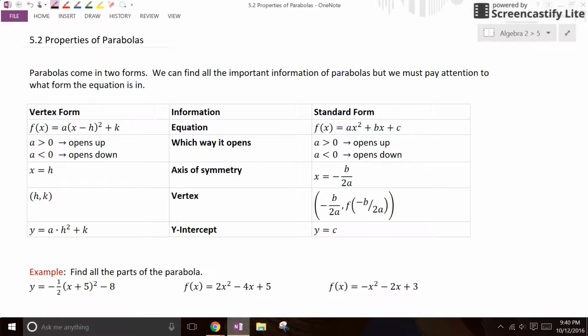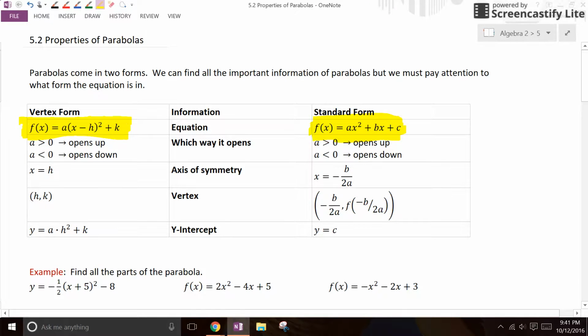Now, parabolas come in two different forms, right? They can come in something called vertex form that would look like this, where you'd have y equals, and then some number, and then some parentheses, squared, then something thrown on the back. Or they could come in standard form that looks like this, where it's just ax squared plus bx plus c, regular quadratic equations. So we handle parabolas differently depending on which form they're in.